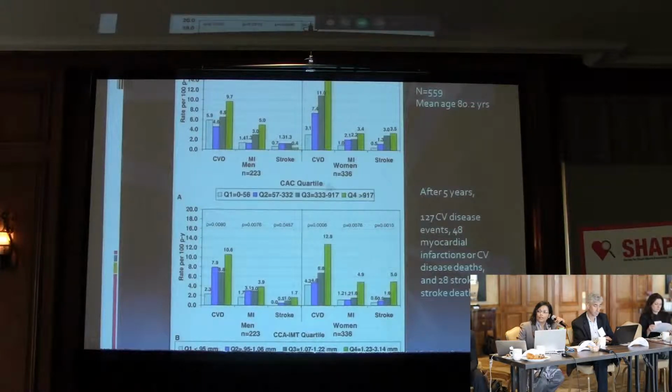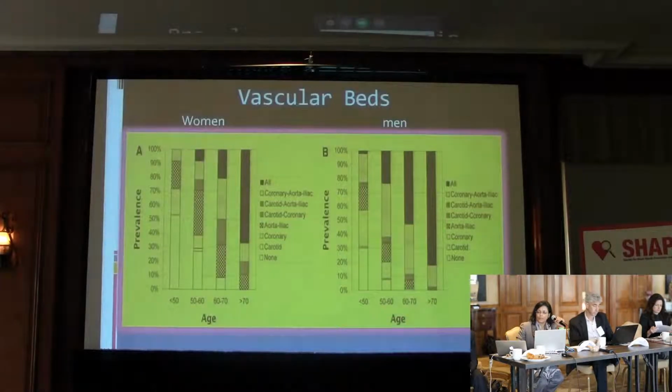Here are the quartiles of coronary calcium scoring, and similar ability to differentiate low risk versus high risk by both tests. In both genders, the difference was that CIMT was able to predict stroke better than coronary calcium scanning was, but it appears that in this study, at least, the predictive power of both tests in this older cohort, 80 plus years of age, was comparable.